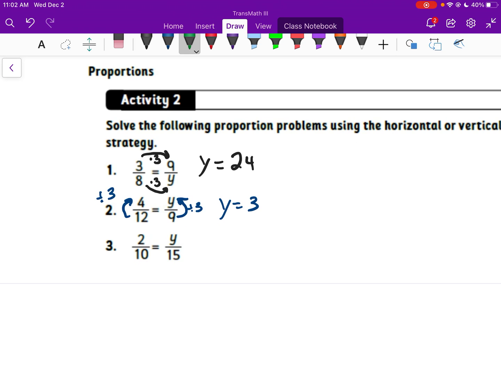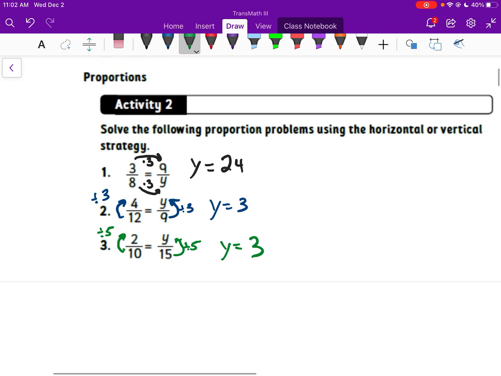On number 3, no easy way to go from 10 to 15, so I'm going to use my vertical. Go from 10 to 2, I'm going from a larger number to a smaller number again. In this case, we're going to have to divide by 5. So 15 divided by 5, we get y is equal to 3.